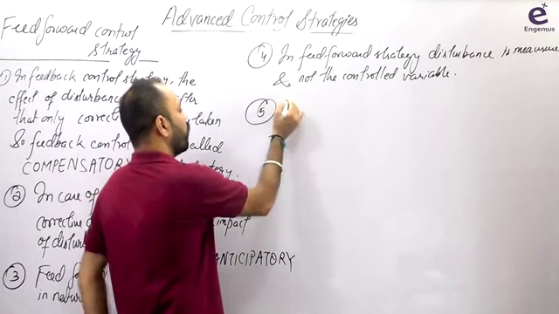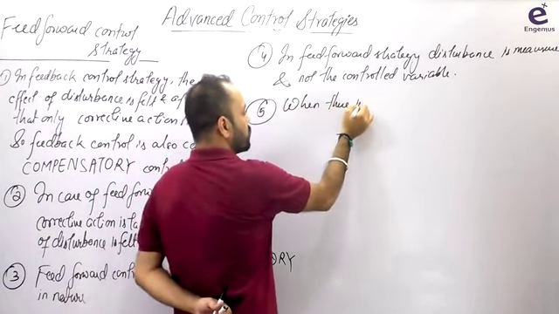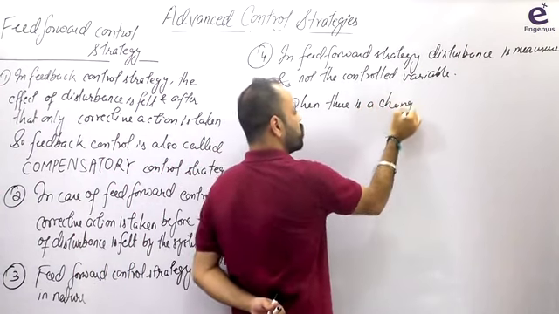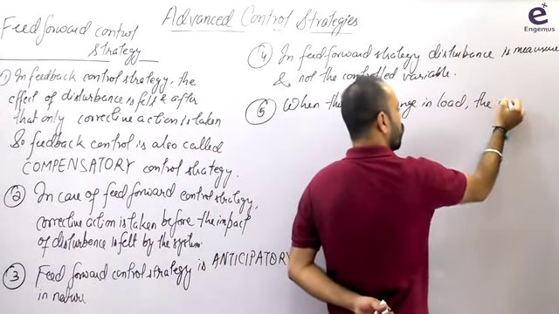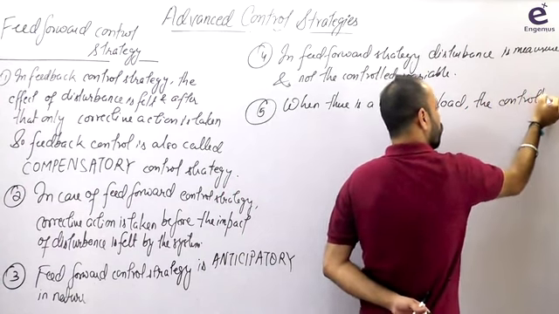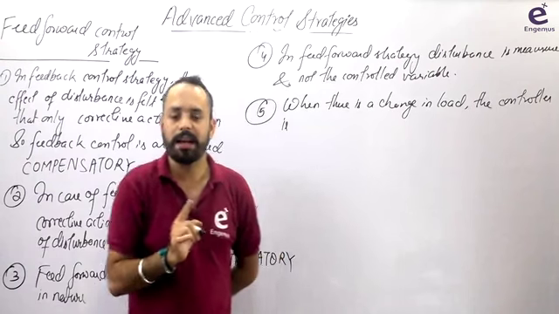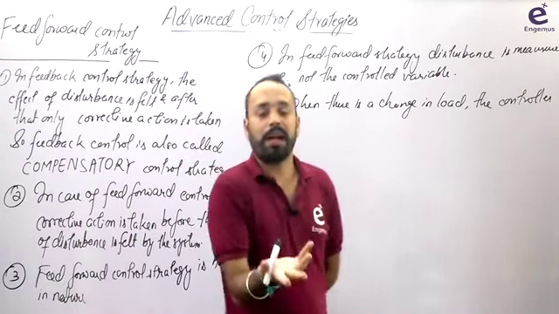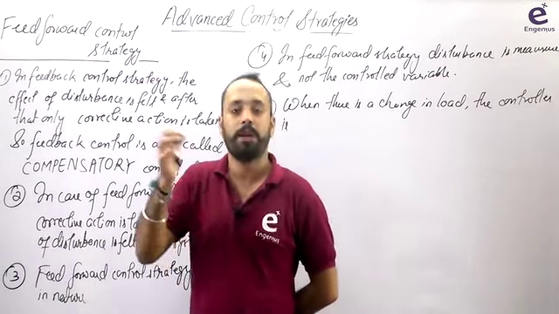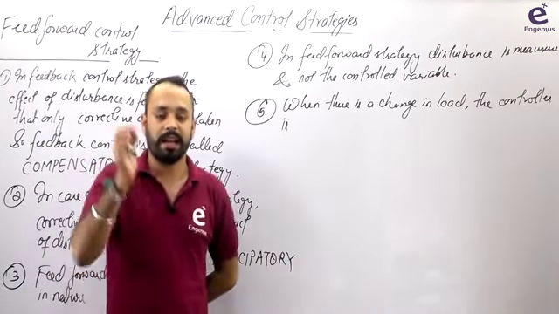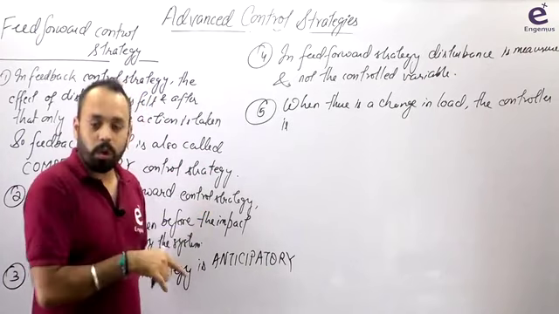Fifth point, when there is a change in disturbance or a change in load, the controller is going to anticipate. ये anticipation है. Controller ये anticipate नहीं करेगा कि error कब आएगा या कितना आएगा. Controller can't anticipate कि error कितना आएगा. आप क्या error anticipate कर सकते हो? नहीं. Error may come, error may not come. There can be any magnitude, any sign, any type of error. But what the controller is going to anticipate is the calculations.